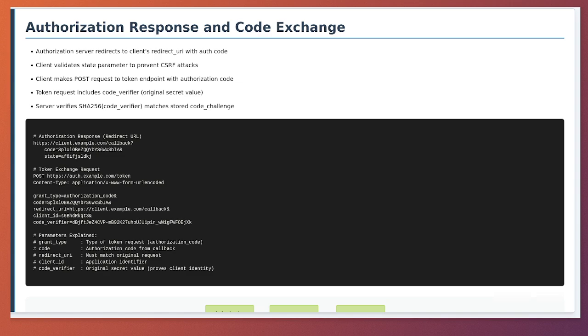The URL will look something like this: https://myapp.example.com/callback?code=auth_code_here&state=state_value. Notice that the state value, which the client included in the original request, is also returned. This allows the client to verify that this response corresponds to a request it actually initiated.